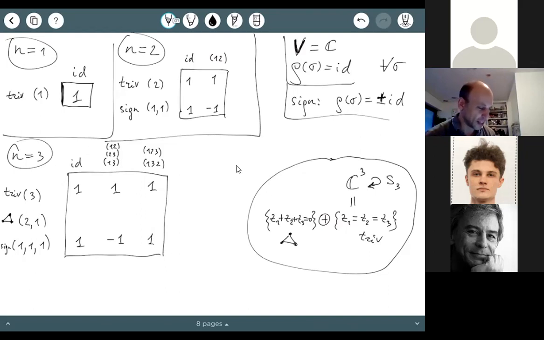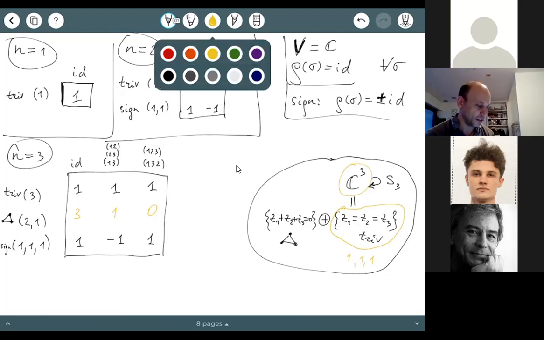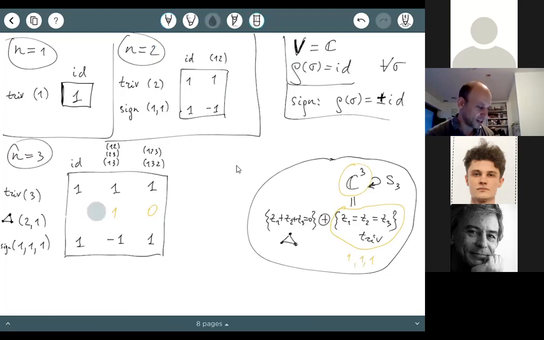So I will write this in yellow because it's not the final answer yet, but here you have 3 fixed elements, 1 fixed element, and 0 fixed elements. But that's the trace in C3. Now, there's this trivial line for which the traces are equal to 1 every time. So I actually have to subtract 1 from all these numbers, because the trace of any element on this line is 1. I subtract 1 from each answer and find 2, 0, and minus 1.